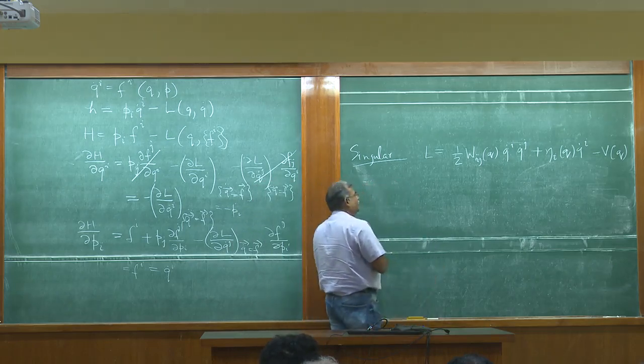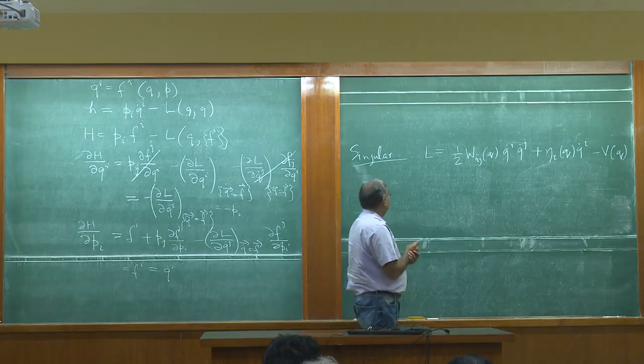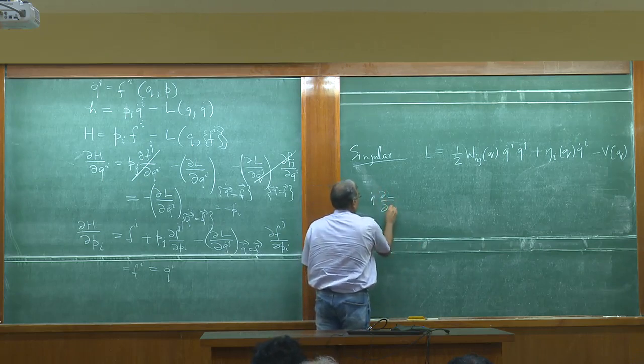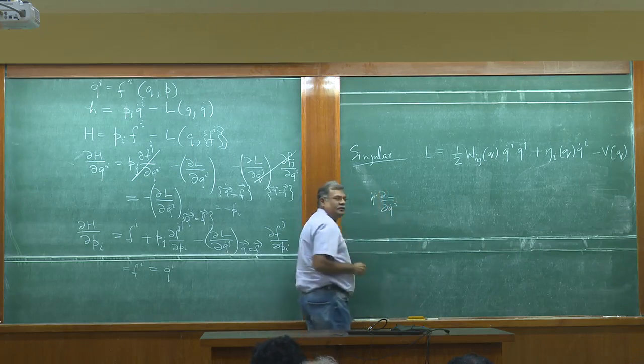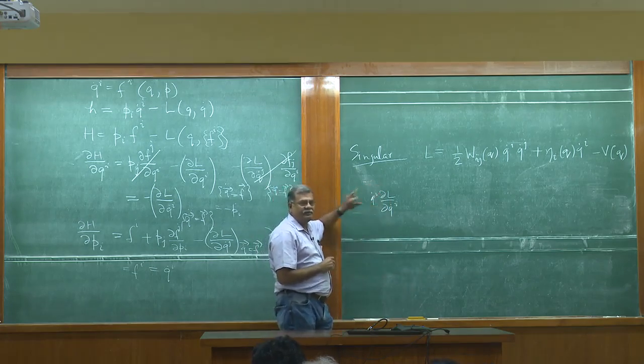And one very important trick which I'm sure many of you already know is when you form this q dot del L del q dot term, this sum, you are differentiating a function with respect to a variable and multiplying that variable and adding them together.